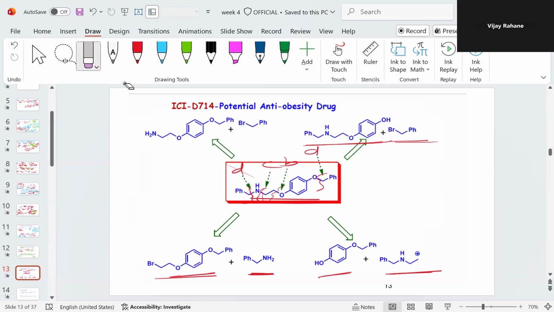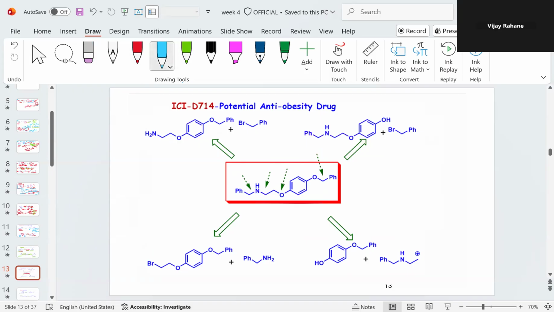And they are logical disconnections. They are not any random disconnection, because if you look here, whatever synthons are formed after the disconnections, they should have a synthetic equivalent. So let's see one by one.